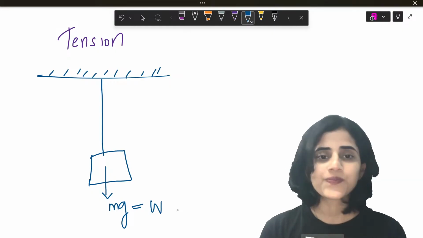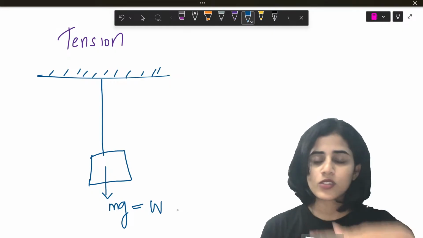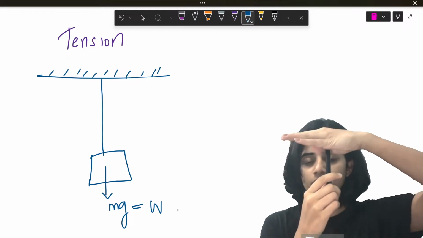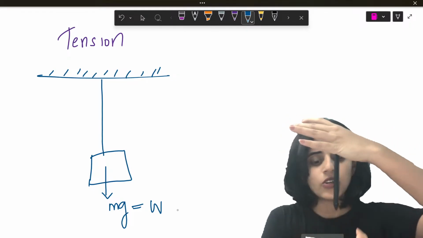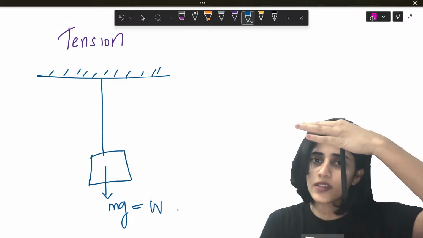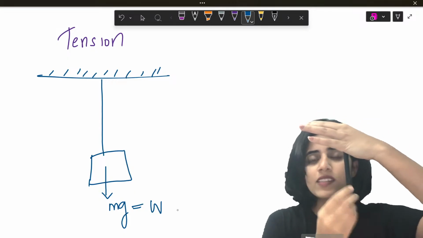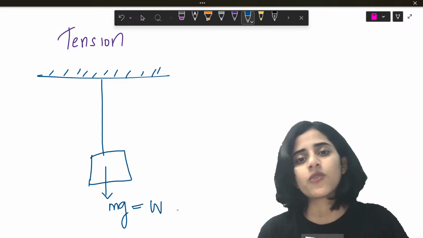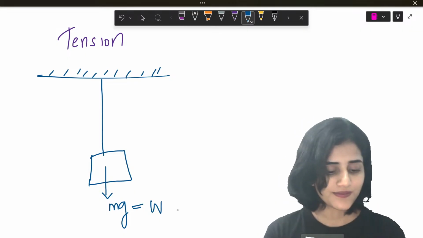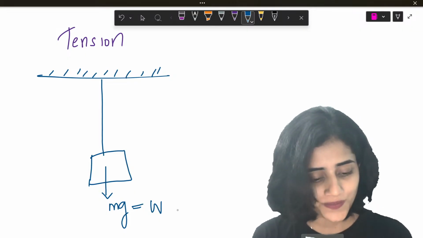Any answers? Do you understand? This is the roof. From here, there's a string and there's a mass attached. This experiences a force downwards because of its weight. But the string is not breaking and the block is not falling down. Why?